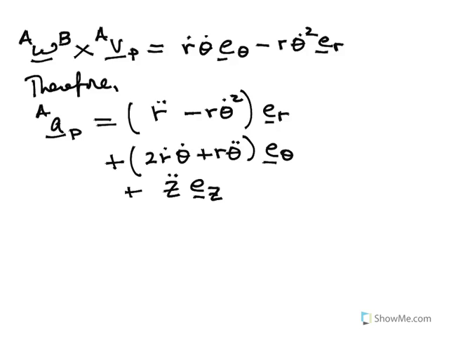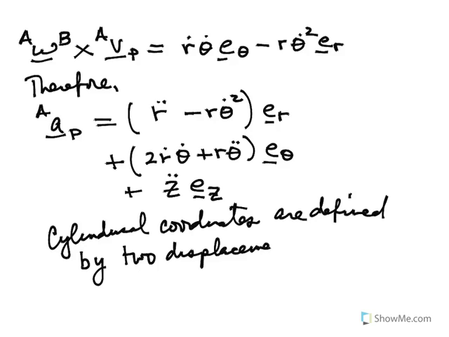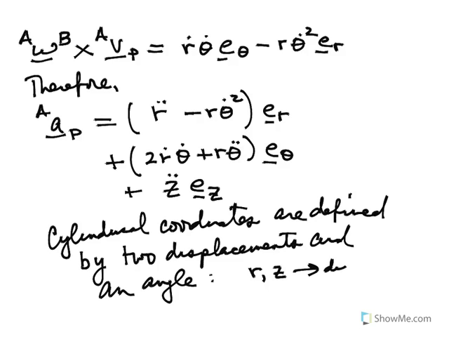Now, cylindrical coordinates should actually be defined. Cylindrical coordinates are defined by two displacements and an angle. And you'll notice that that's exactly what I have. What are the two displacements? The two displacements are r and z. Those are the displacements, and then theta is the angle. So that's how I define cylindrical coordinates.